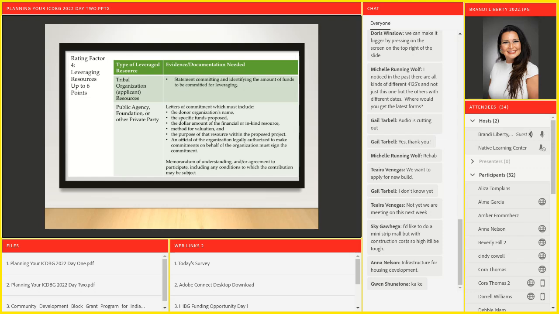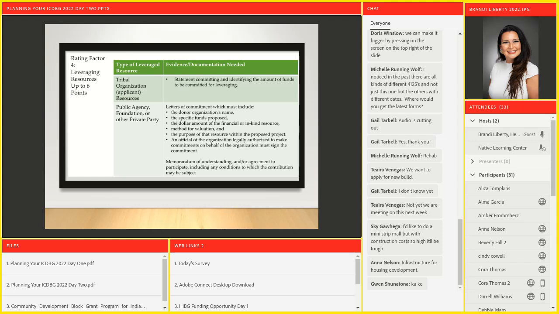Some of you may work with either public agencies, foundations, or other private parties. And so you need to have letters of commitment that include the organizational name, any of the funds that are being proposed, the dollar amount of the financial or in-kind resource, how they determined the value of that, and an official of the organization that is legally authorized to make these commitments.